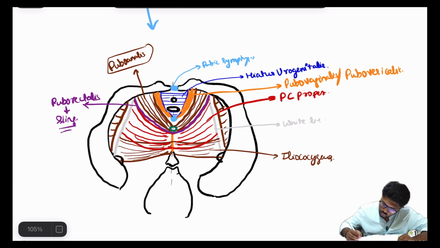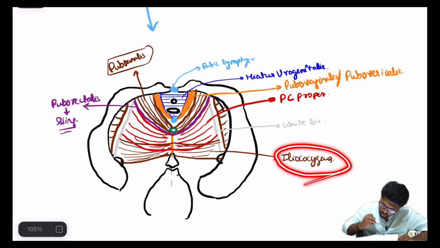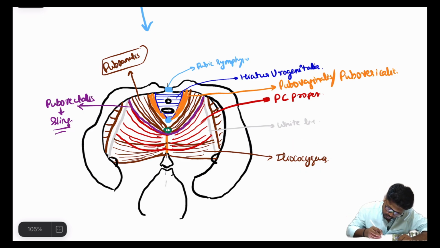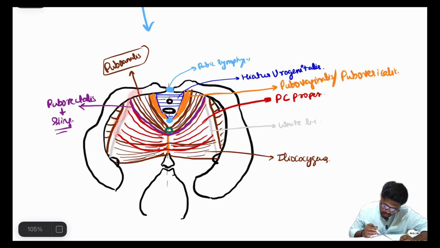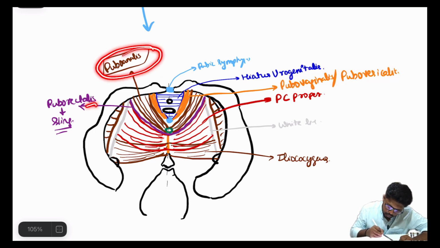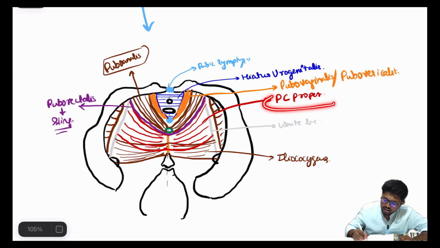So in this way we have drawn the whole levator ani. The levator ani has two components. One is Iliococcygeus and one this whole thing. So this is Iliococcygeus and this whole is levator ani, which is divided into, from anteriorly, pubovaginalis or pubovesicalis, then puboanalis, then puborectalis, then pubococcygeus proper.